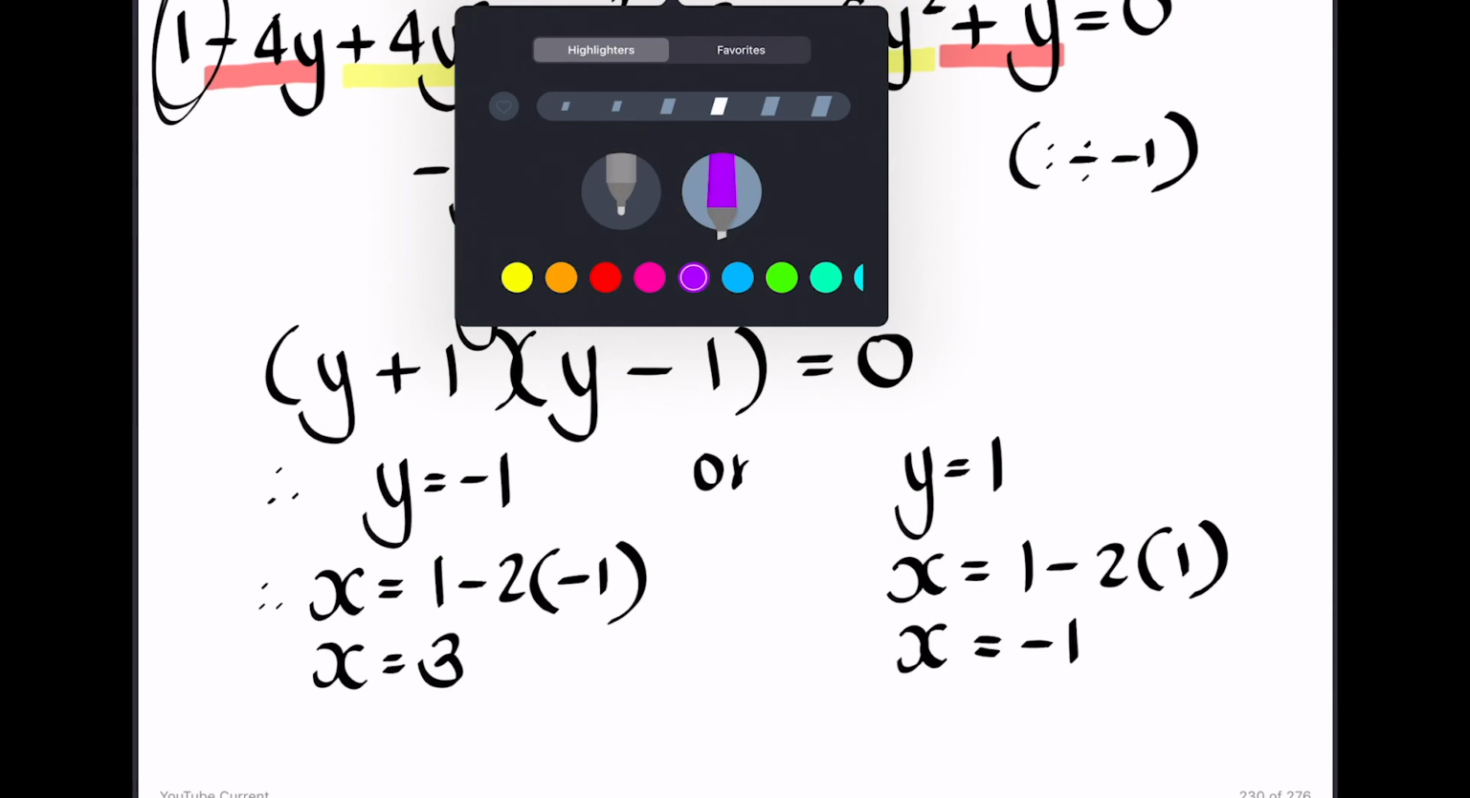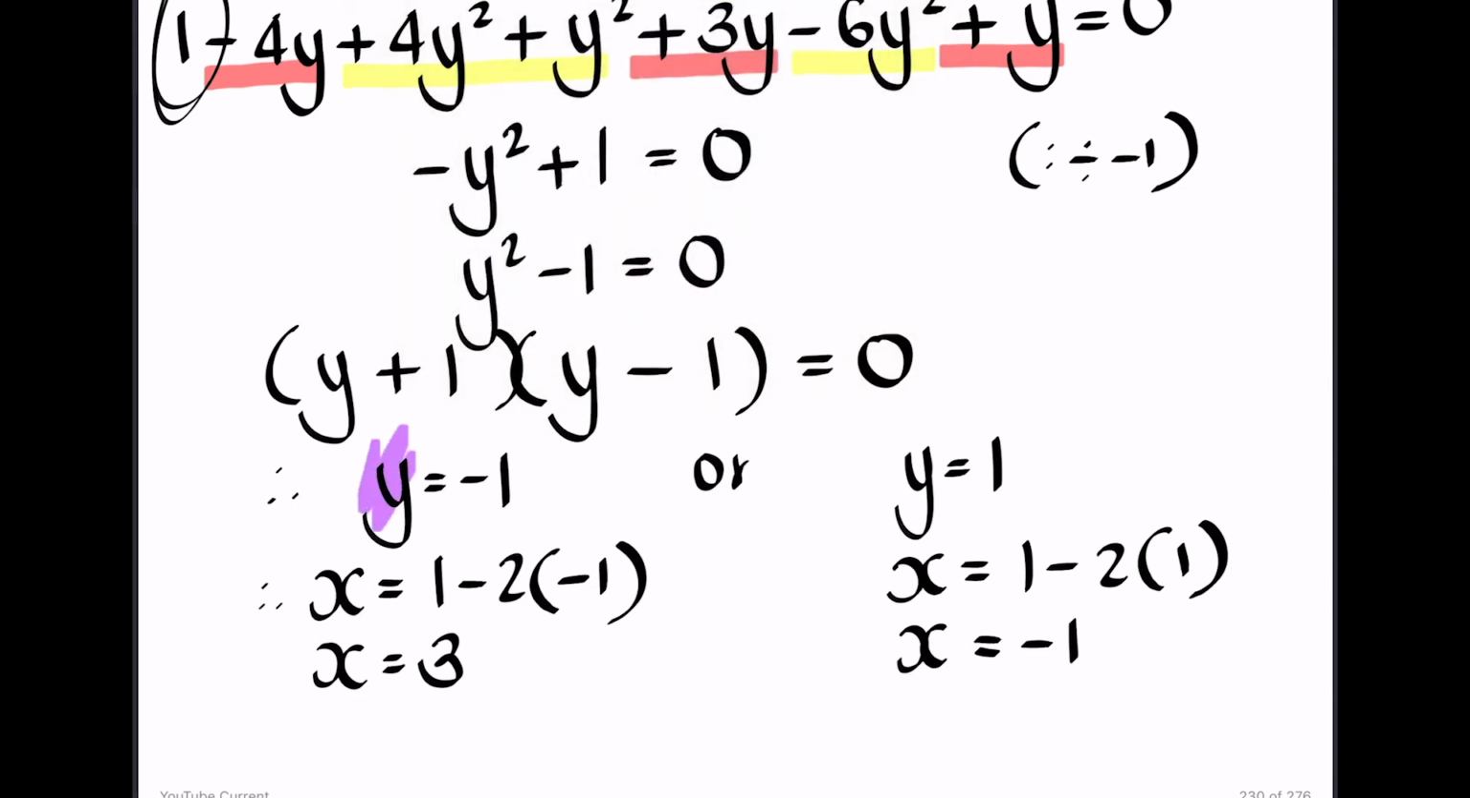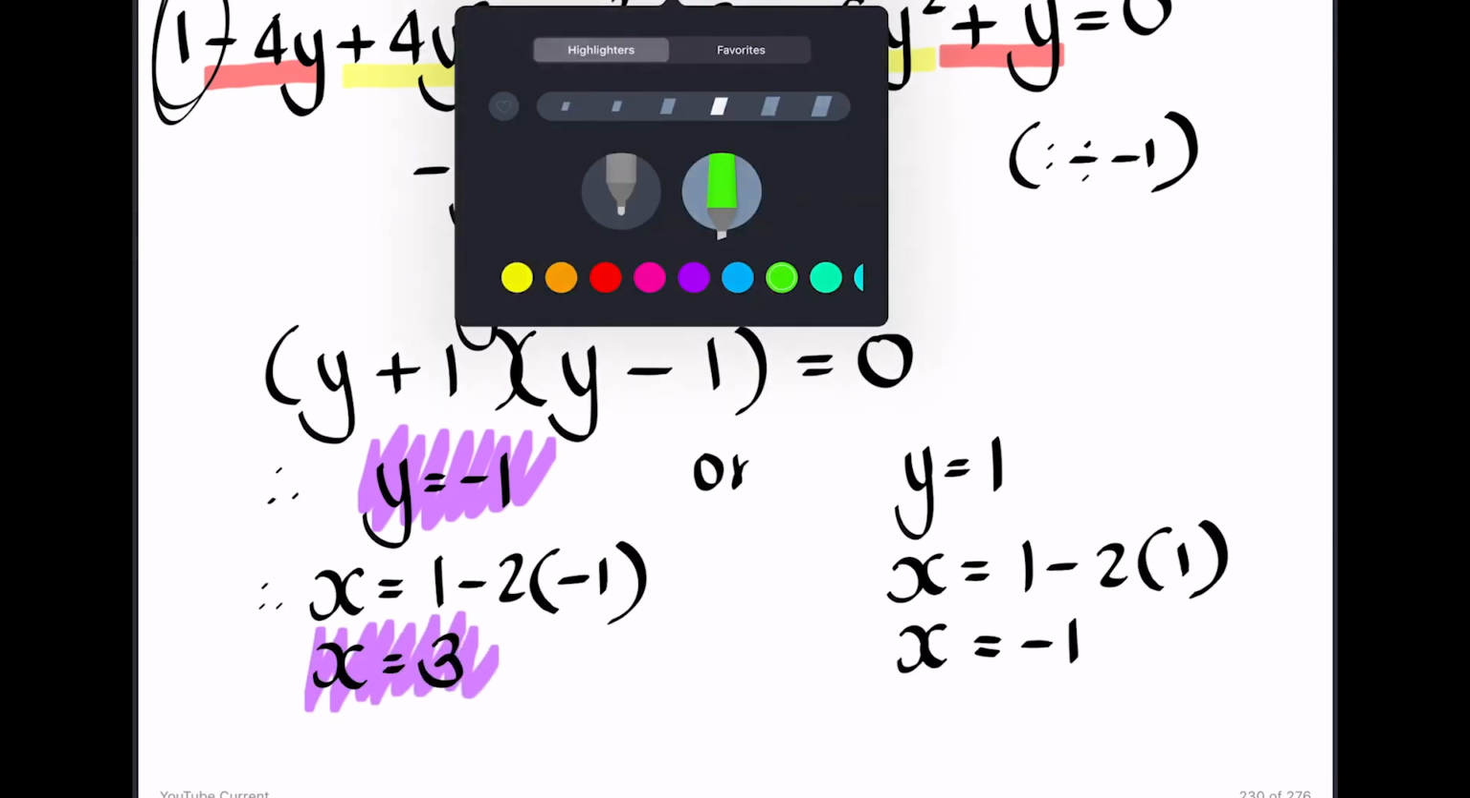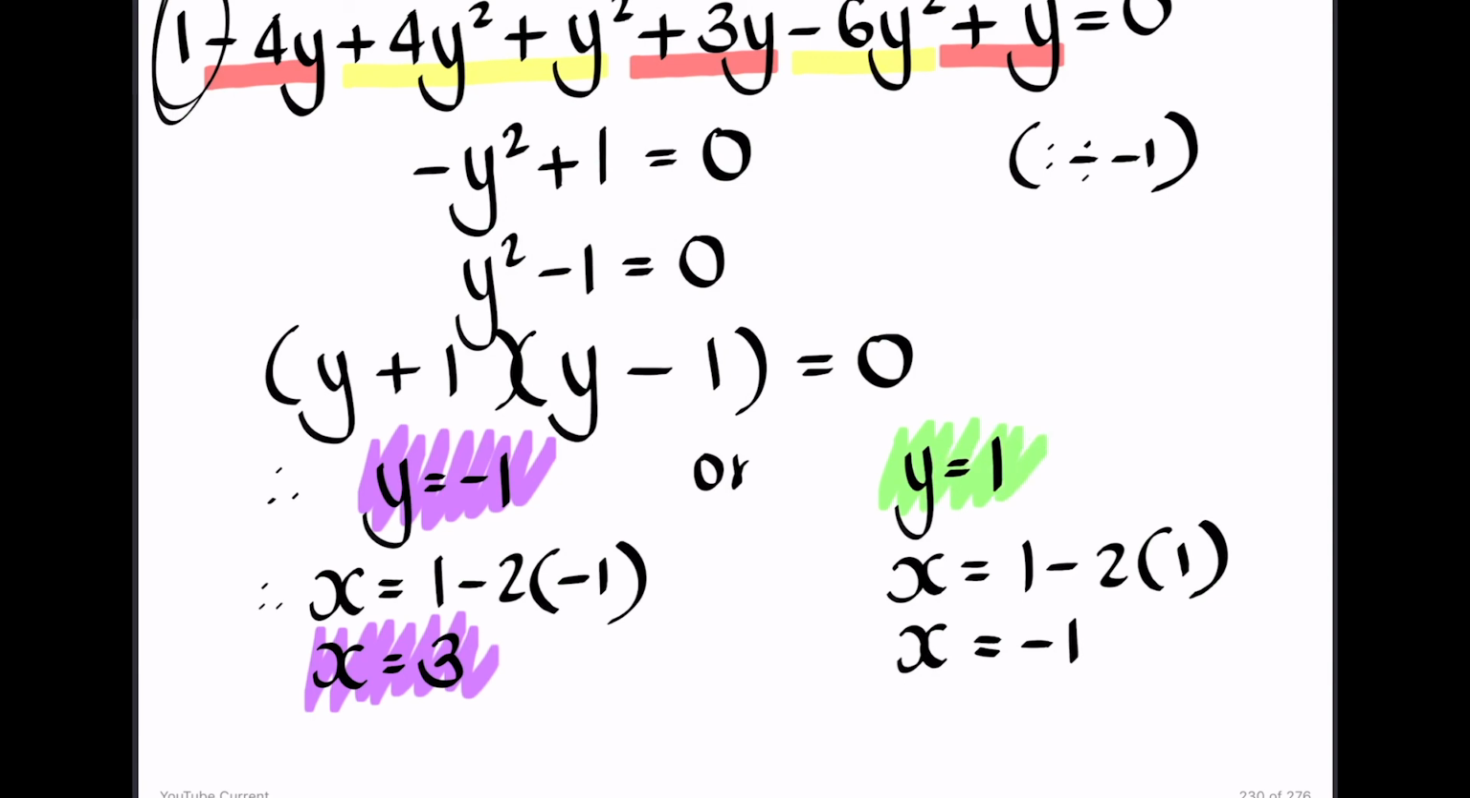What have I done? I've created the y value, which is negative 1. The corresponding x value is positive 3. And then I have y being a positive 1, and the corresponding x value is negative 1.